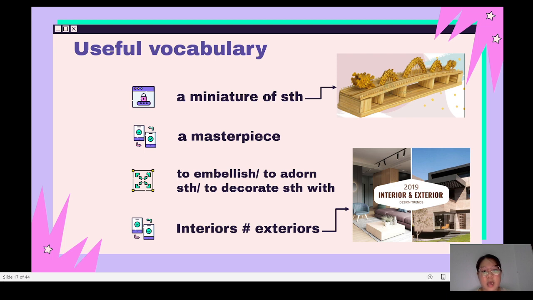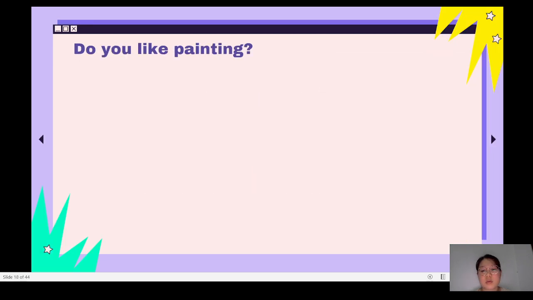Okay, have you written down these words in your notebook? Please do it if you haven't done it yet. Okay. The next question. Do you like painting? Again, I will give you 1 minute to think up your idea and speak it loudly in front of your mirror.